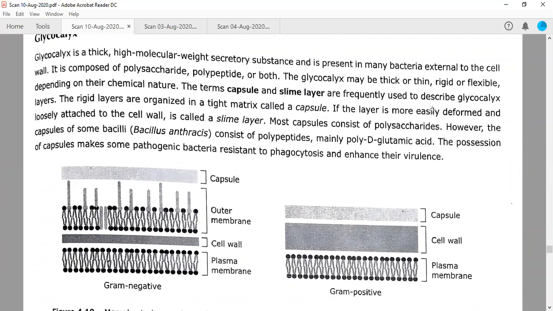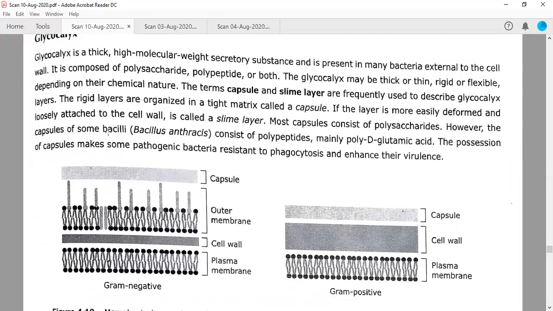And if the layer is more easily deformable and loosely attached to the cell wall, this is actually called a slime layer. Most capsules consist of polysaccharides, but this is not 100% true, because some can also have polypeptides, or actually may have both.